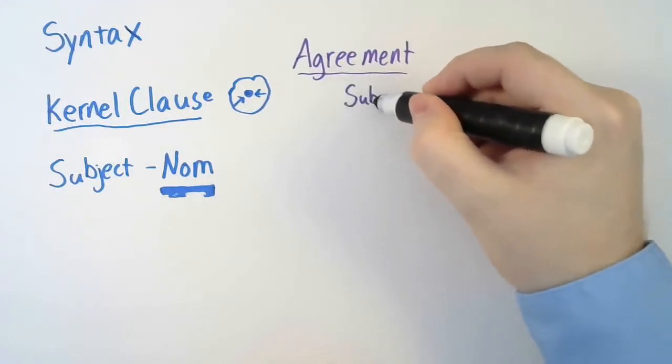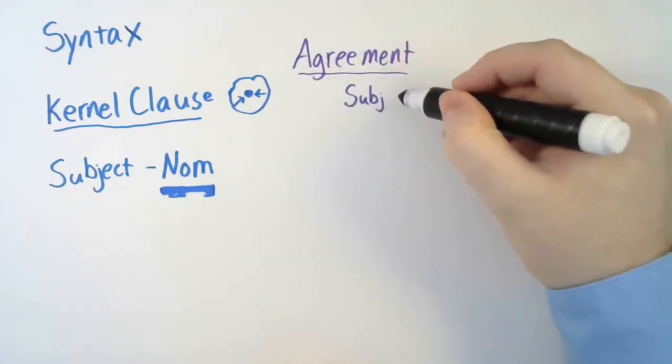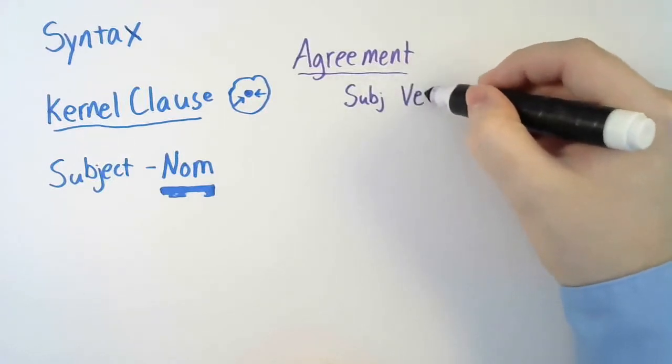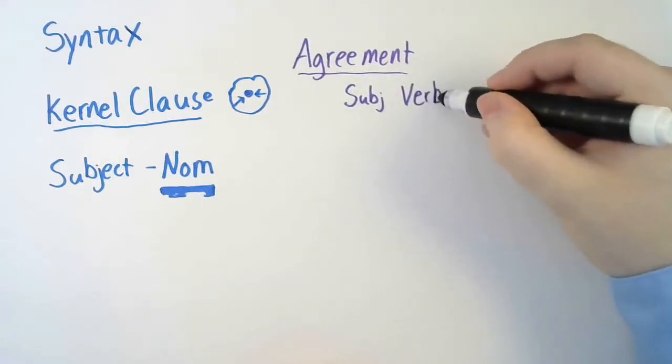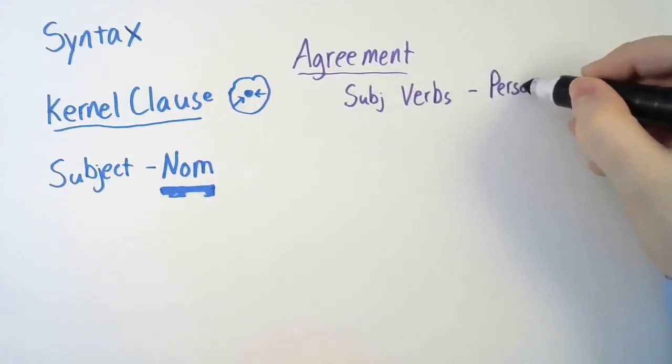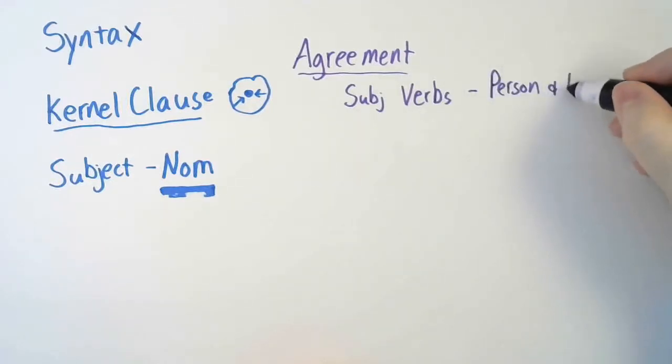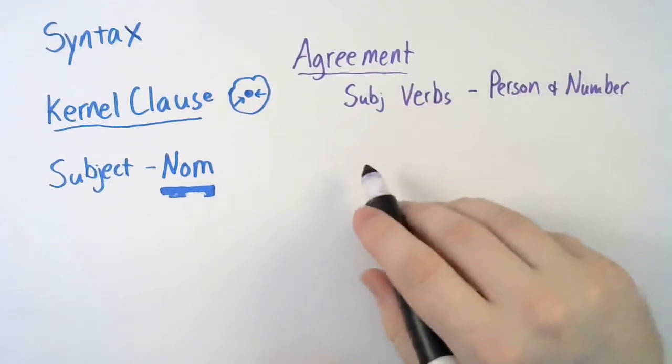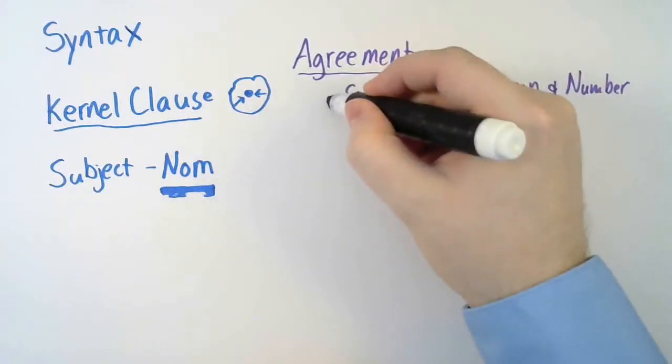Subjects must agree with their verbs in two ways: person and number. Hey, that didn't go off the page. All right. So, subjects agree with their verbs in person and number.